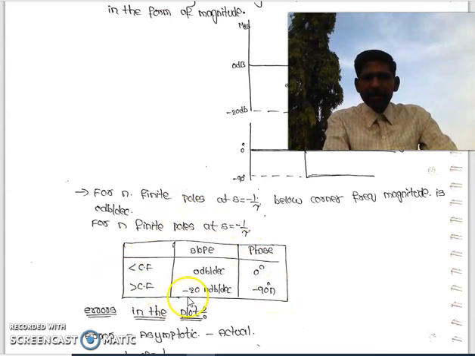This is very important for corner frequency, where in the Bode plot the slope has to change at the corner frequencies.